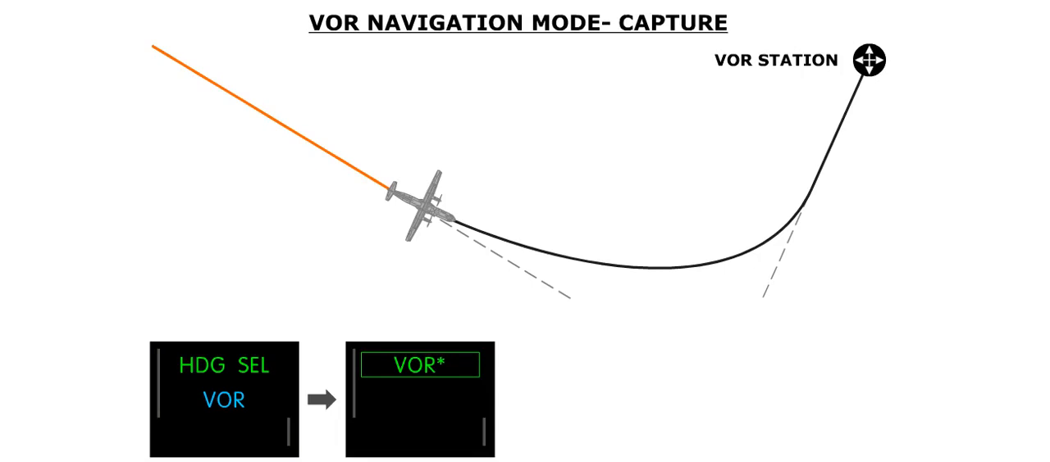At a certain point, the AFCS will transition to the VOR capture mode. This will be indicated by a green boxed VOR label on row 1 of the FMA. The asterisk indicates that the VOR mode is capturing.